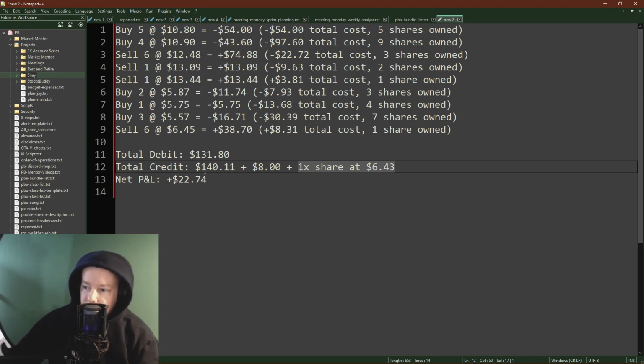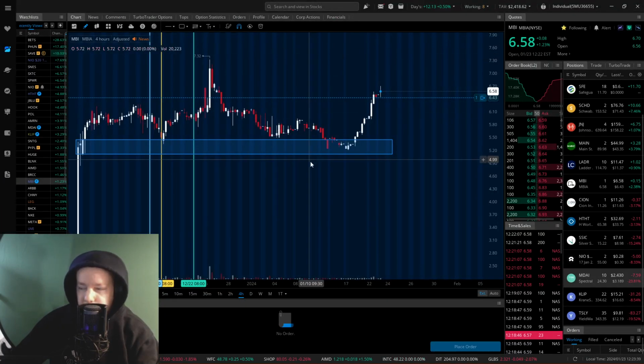So overall, if I add up the difference between my debit and credit, my $8 special dividend payout, and the share that I currently have, which I can sell at any time, that's a net P&L of $22.74, which is pretty good because my position now is 643. Sorry. And I've raked in several times that, almost 4 times that amount. So it's a pretty easy strategy as long as you do it right.